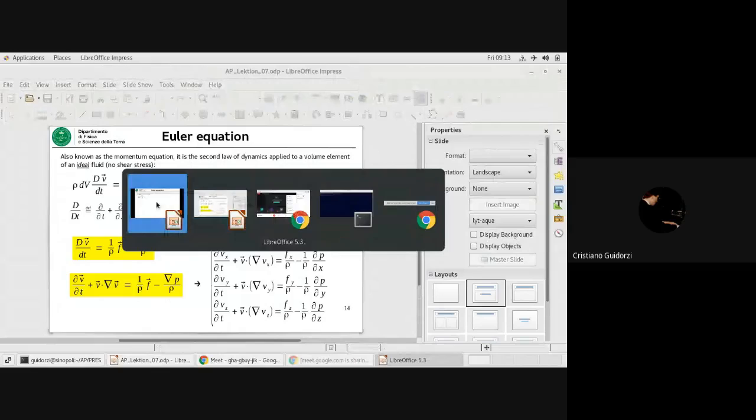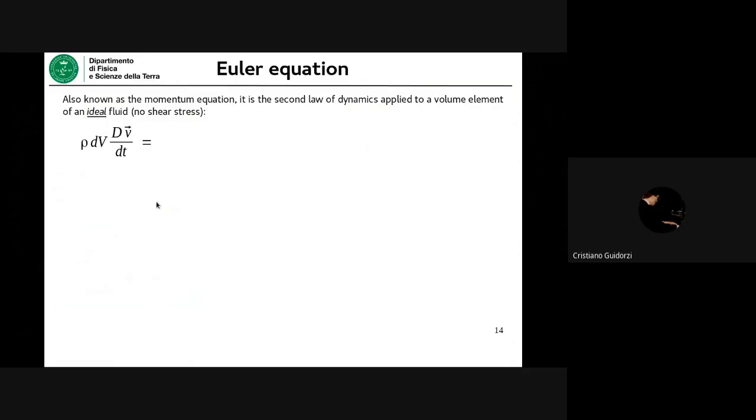Okay, so we were here. This is just the second law of dynamics applied to the volume element. So no shear stresses. So just the surface forces acting on a generic volume element. We just consider the one due to pressure. So no shear strains.